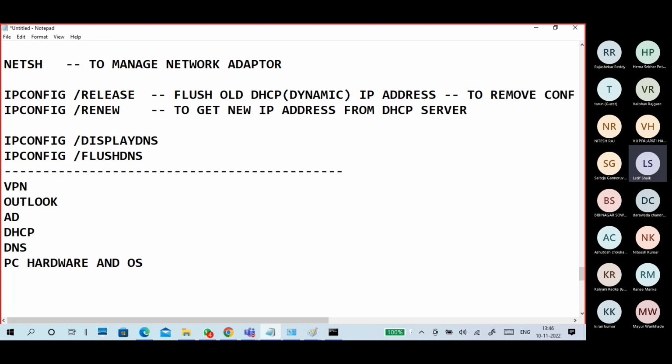Of course, in PC hardware and OS: what is an operating system, types of operating systems, different operating systems are important. The hardware, different components and their devices, RAM and ROM differences, BIOS, UEFI, MBR, GPT, those are also better to know. Hard disk, SSD, most common question, guys: hard disk and SSD difference. Mostly it is very basic level.